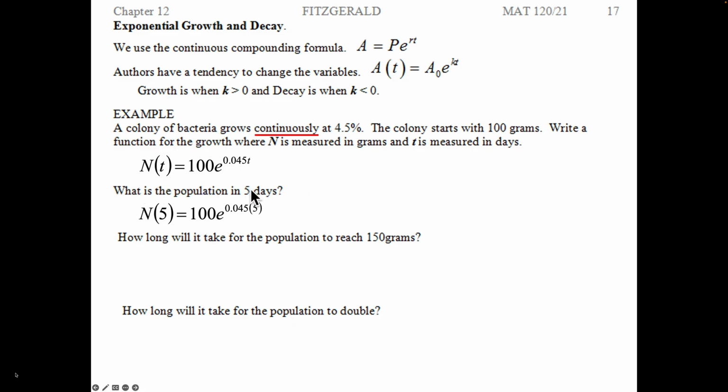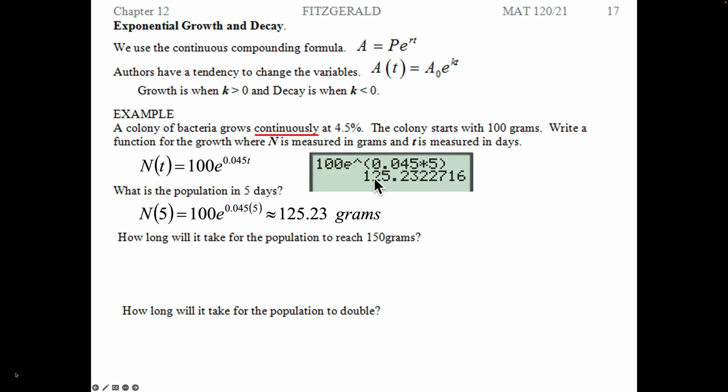What is the population in 5 days? Since t is measured in days, we'll put 5 in for t, substitute it in, go to the calculator, 125.23 grams.